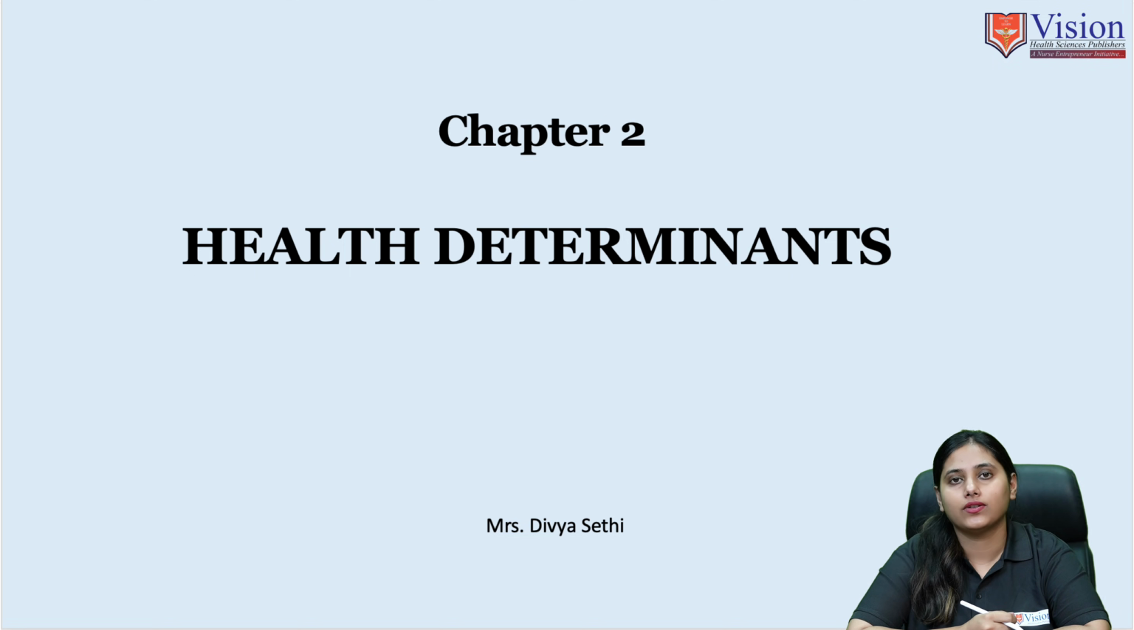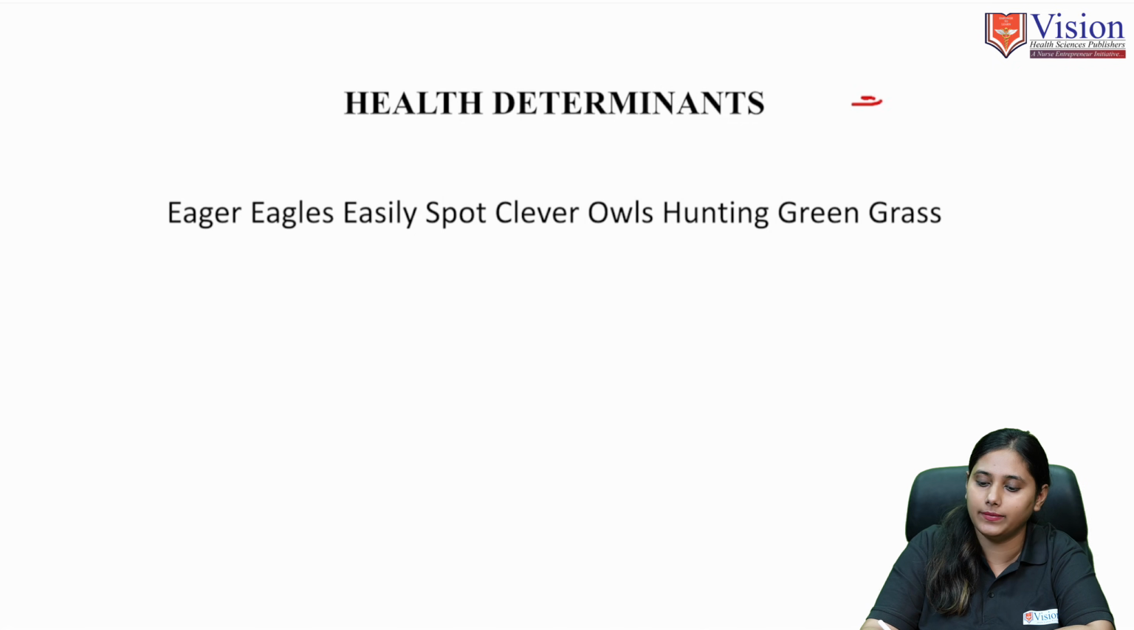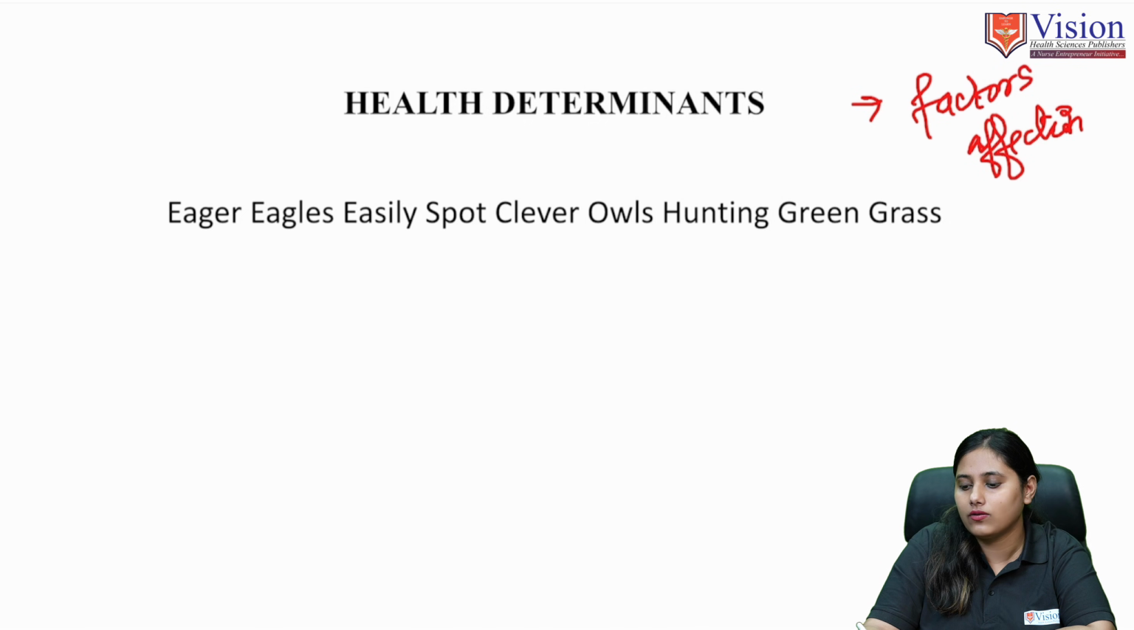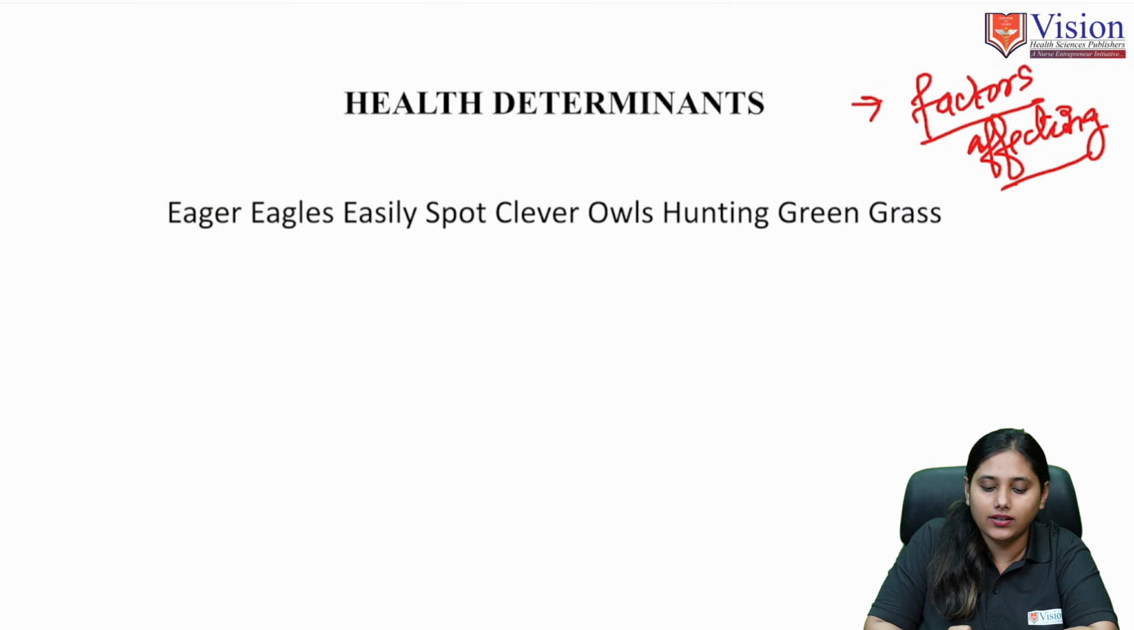The next topic for this chapter is health determinants. So what are determinants? Determinants are the factors affecting. So what are the different factors which are affecting our health? There is a quick mnemonic for this: Eager eagles easily spot clever owls hunting green grass.